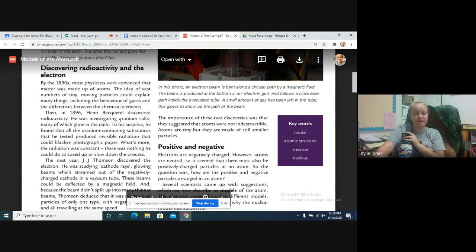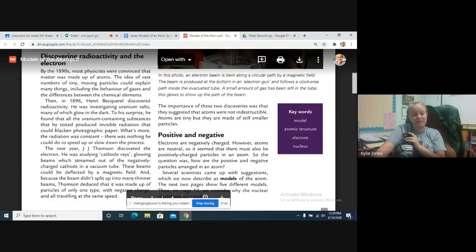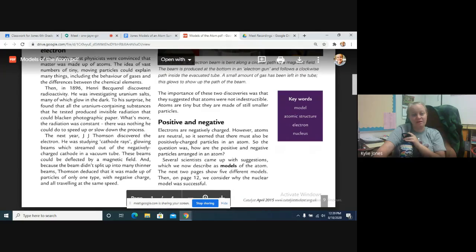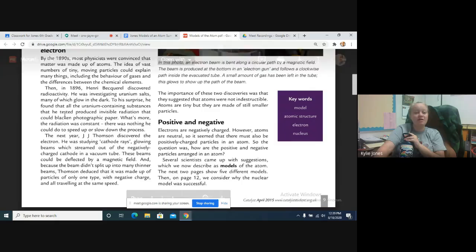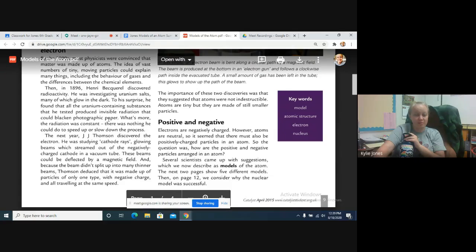He was investigating uranium salts, many of which glow in the dark. To his surprise, he found that all the uranium-containing substances that he tested produced invisible radiation that could blacken photographic paper. What's more, the radiation was constant. There was nothing he could do to speed up or slow down the process.